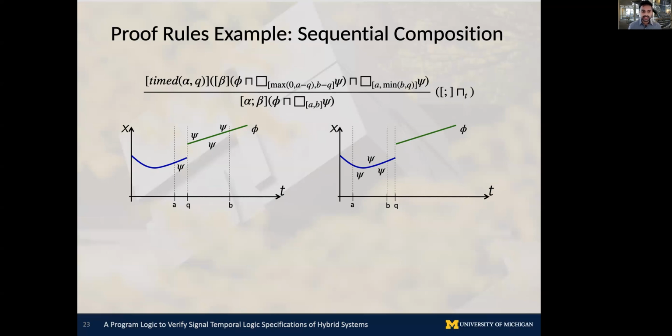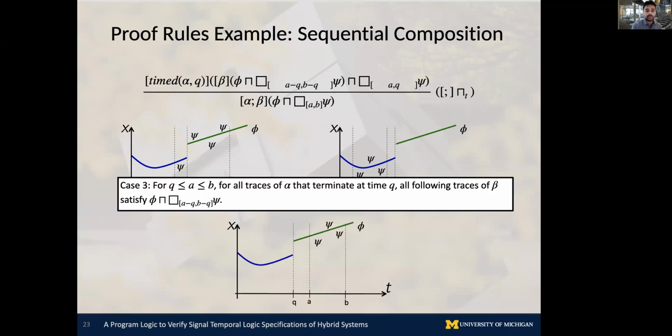And then finally, for the third case, we might have alpha terminate before time A even begins. And in that case, there are really no satisfaction requirements on alpha, since Q is less than A, and as such, this box AQ psi becomes vacuously true. And then any following trace of beta, which is again the green trace, needs to satisfy psi at all times from A minus Q through B minus Q, and then also satisfy phi at the end if it terminates. And then all three of these cases, as I mentioned before, are encapsulated in the premise of the rule using this min-max notation.